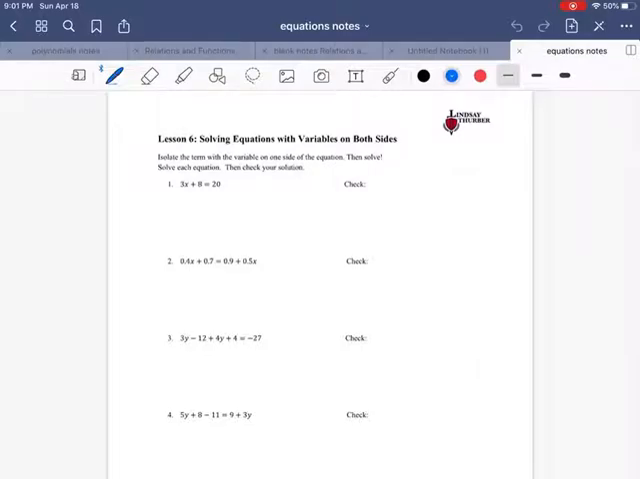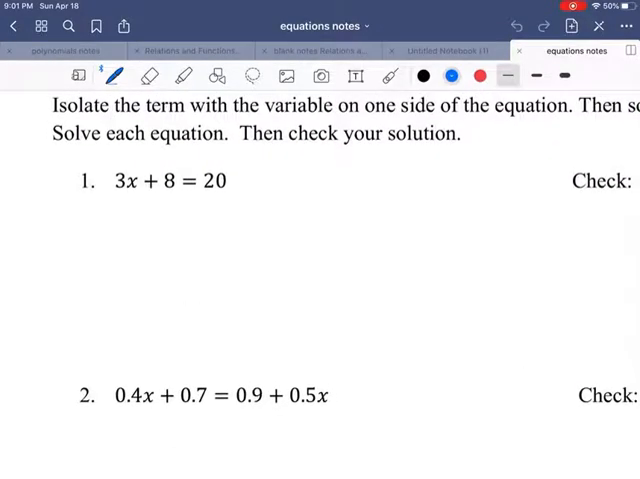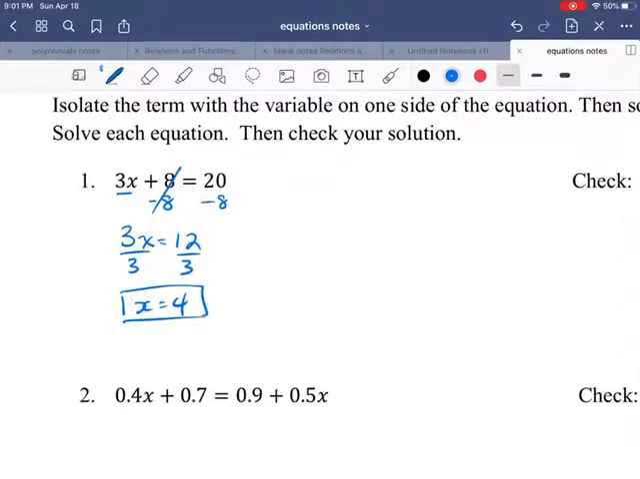Okay, lesson 6 here, solving equations with variables on both sides. So when you're solving equations with variables on both sides, pick the smaller or the more negative variable and eliminate that. In this case, there's only one variable, so we're going to solve this as normal. Start with the constants first. So 3x is going to equal 12. And if you divide by 3, x is going to equal 4. And if you do your check, 3 times 4 plus 8, does that equal 20? Well, 12 plus 8 does equal 20.